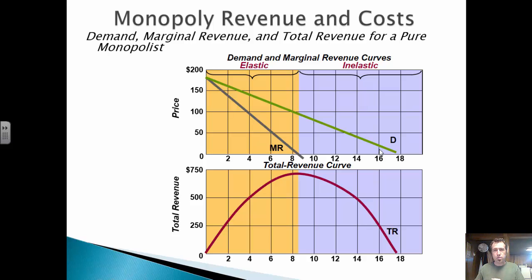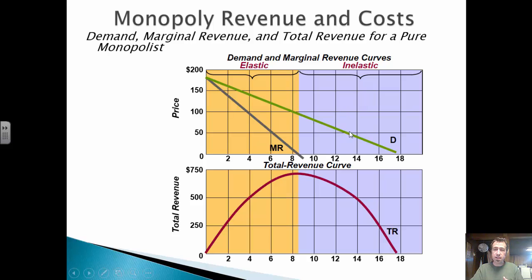So let me ask you, in general, what would you like to do if you're in the elastic part? What would you like to do with your prices? Do you want to raise your prices if you're in the elastic part? Or do you want to lower prices? The answer is you want to lower your prices, because as you lower prices, your total revenue will rise.